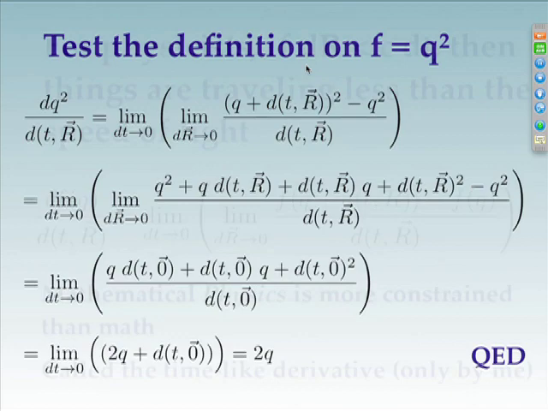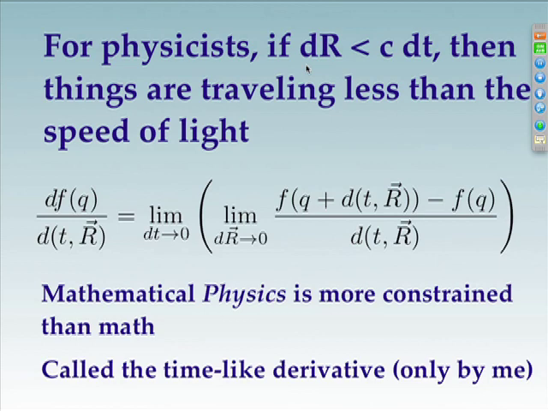Okay, so with our physics hat on, we say if dr, really being a change in space, is less than c dt, then things are traveling at less than the speed of light. And so in a certain sense, I think of mathematical physics as being a little bit more constrained than math is. That's a kind of more philosophical sort of thing. And I call this a time-like derivative. And only by me. I know I've had some people who were doing reviews of quaternion derivatives that are out there in journals, and actually twice people have said, you know, I happened to stumble upon your definition, and I really liked it because it was really simple, and it seemed to work. Where those things got published, I have no idea.